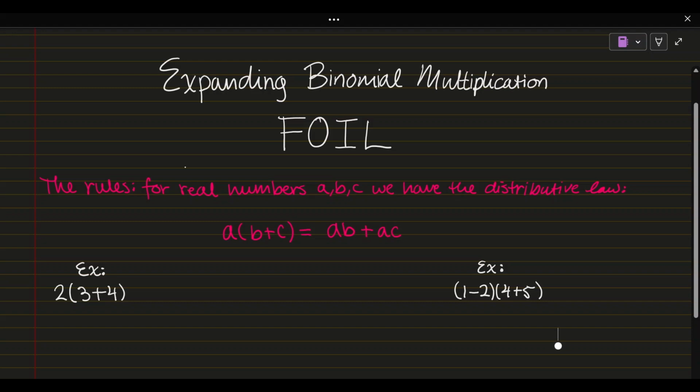In this video, I'm going to briefly discuss binomial multiplication. You might know the process of FOILing. So just to review, for real numbers a, b, and c, we have the distributive law: a times (b plus c) is ab plus ac. All I did here was distribute this multiplication across this addition.